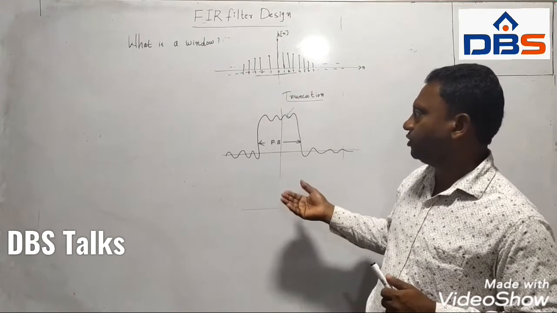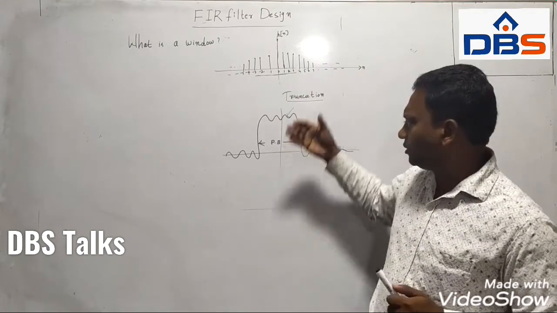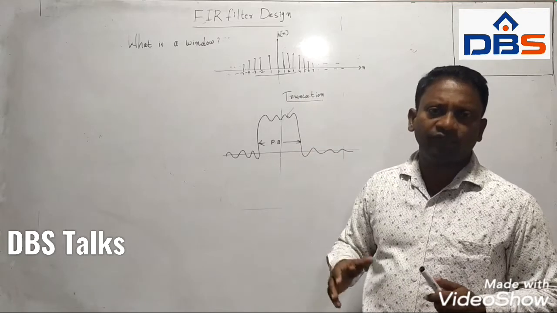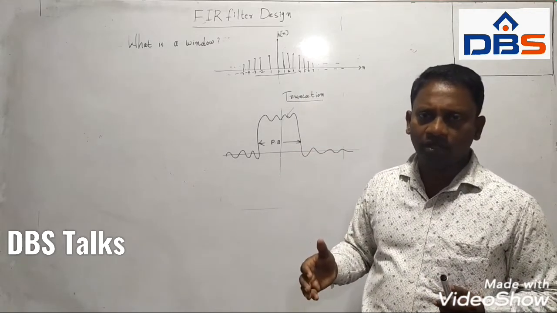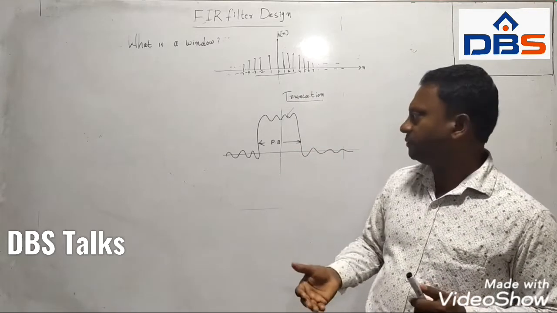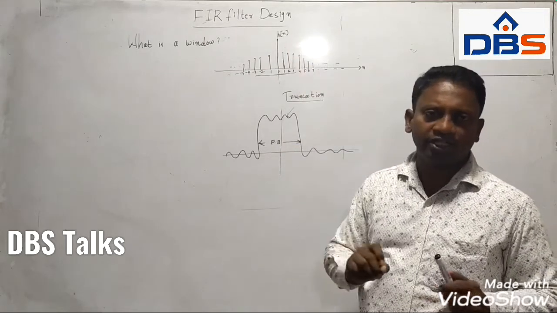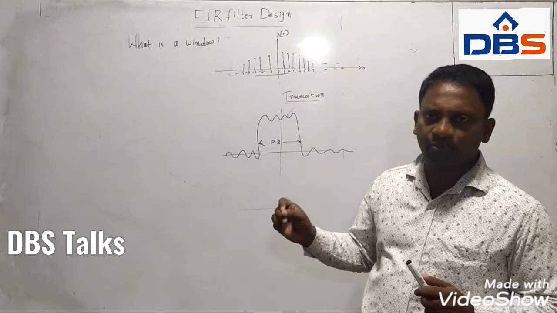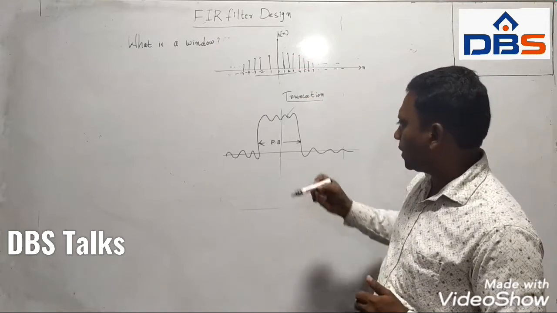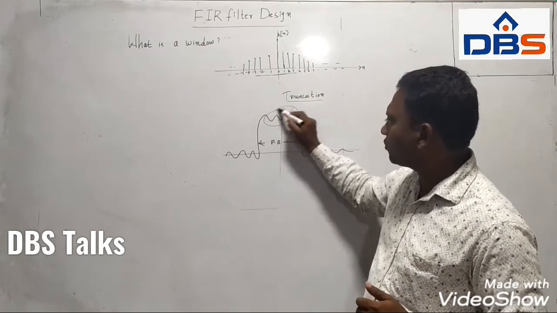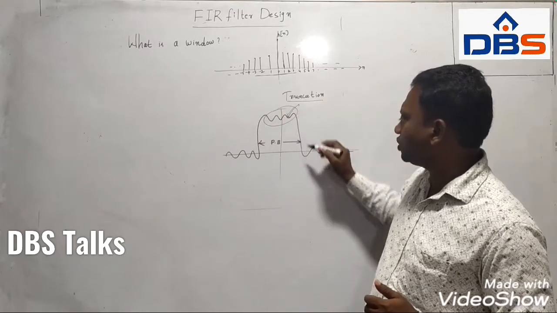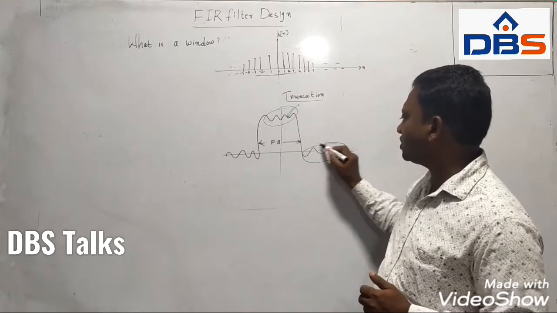And what is the need for window technique, right? So what is it, that I have also explained. A window is a function, or weighing function, which is multiplied to the infinite impulse response in order to get a smooth pass band as well as a stop band. So our purpose is to reduce the oscillations in the pass band as well as the oscillations in the stop band.